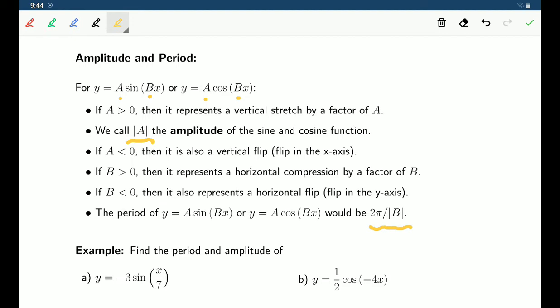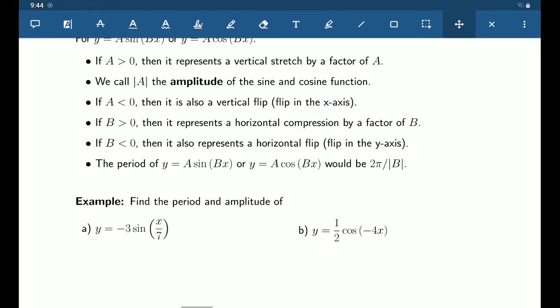Now, notice again, I've got absolute values on that b, and that's because if b were negative, it would also mean a horizontal flip, a reflection in the y-axis, along with that horizontal compression. And the period is always going to be a positive number. It's a measurement of length. So the period would be 2 pi divided by b.